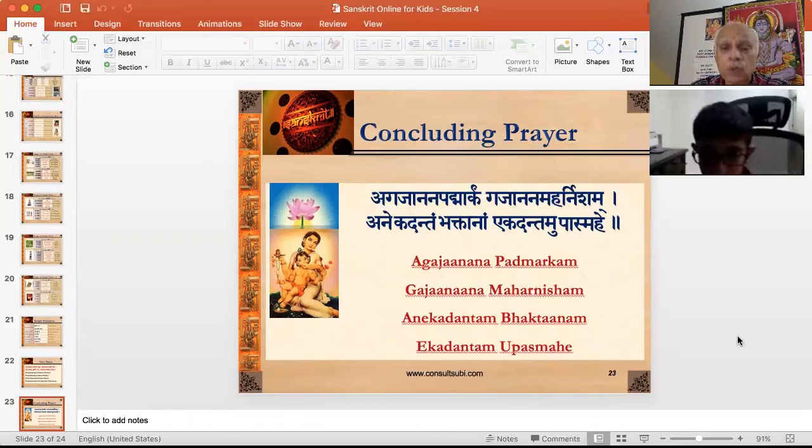So it's a beautiful prayer. Agajanana Padmarkam Gajanana Maharnisham Anekadantam Bhaktanam Ekadantam Upasmahe. This is a prayer which you can memorize, and it's a beautiful verse. Now you know the meaning also of that.